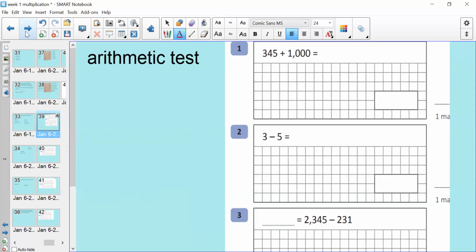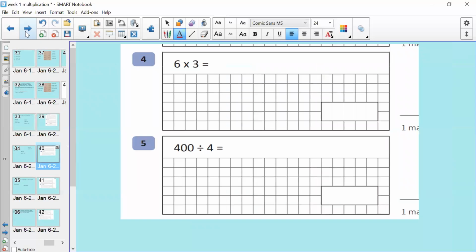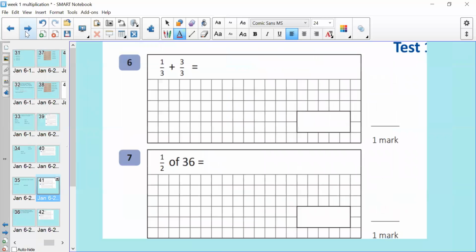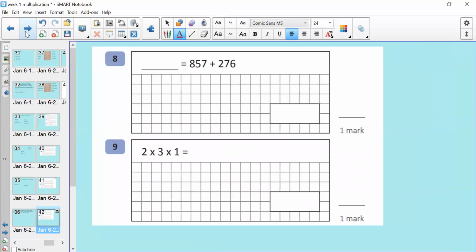So we've got number 1, 2, and 3 on this page, and then 4 and 5, 6 and 7, 8 and 9. You're going to have to go back to question 1, pause the video, and then keep on going until you get to number 9. So you can do that now.